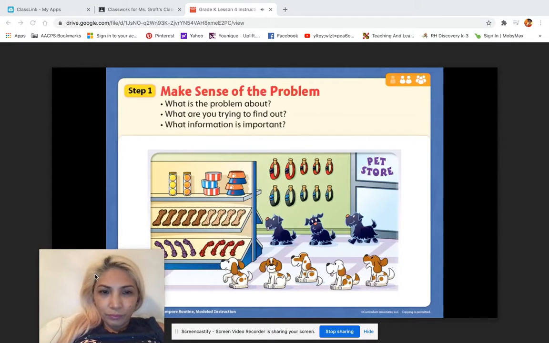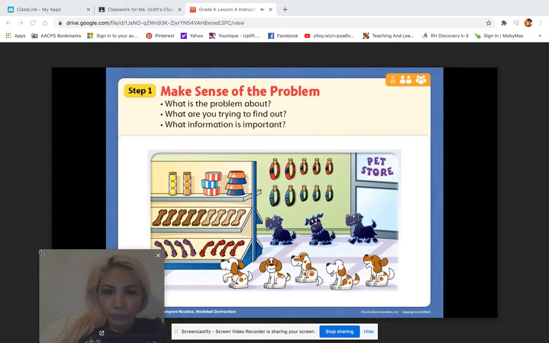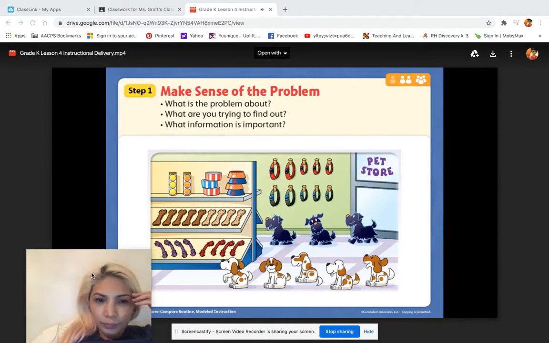Below, you see a picture of a pet store. We're going to be using this picture to help solve problems today. Take a moment and think about, what do you notice and what do you wonder?